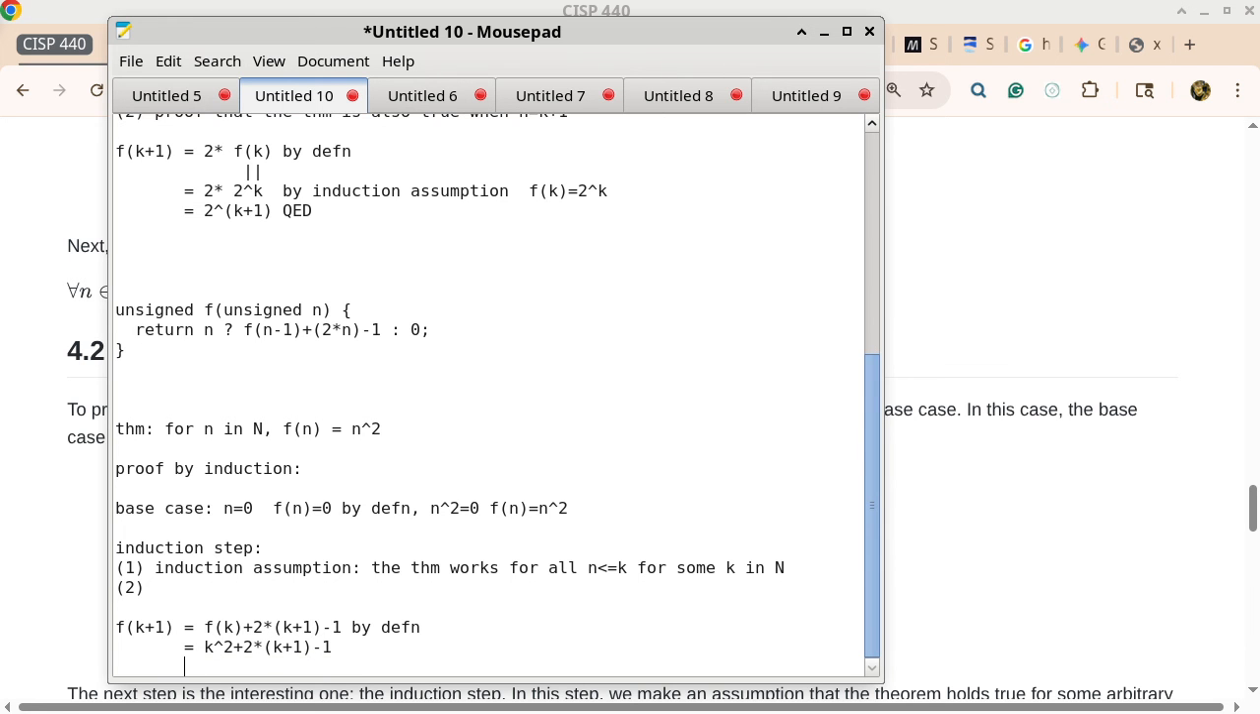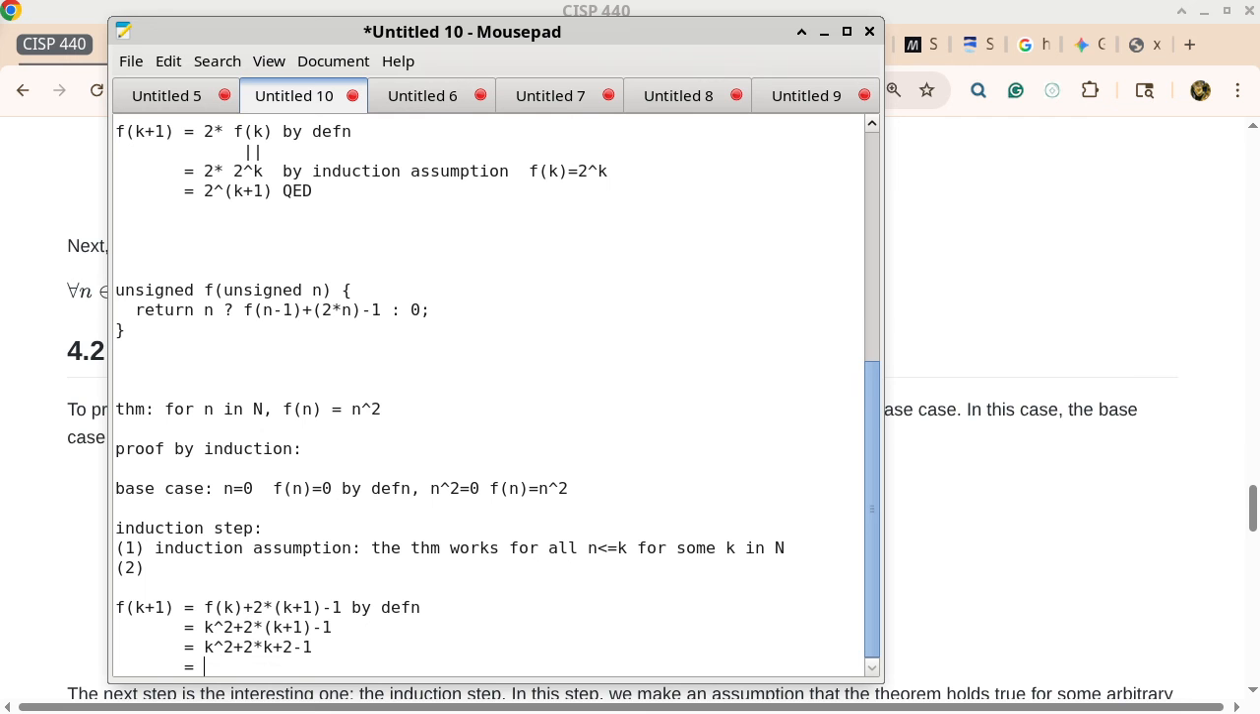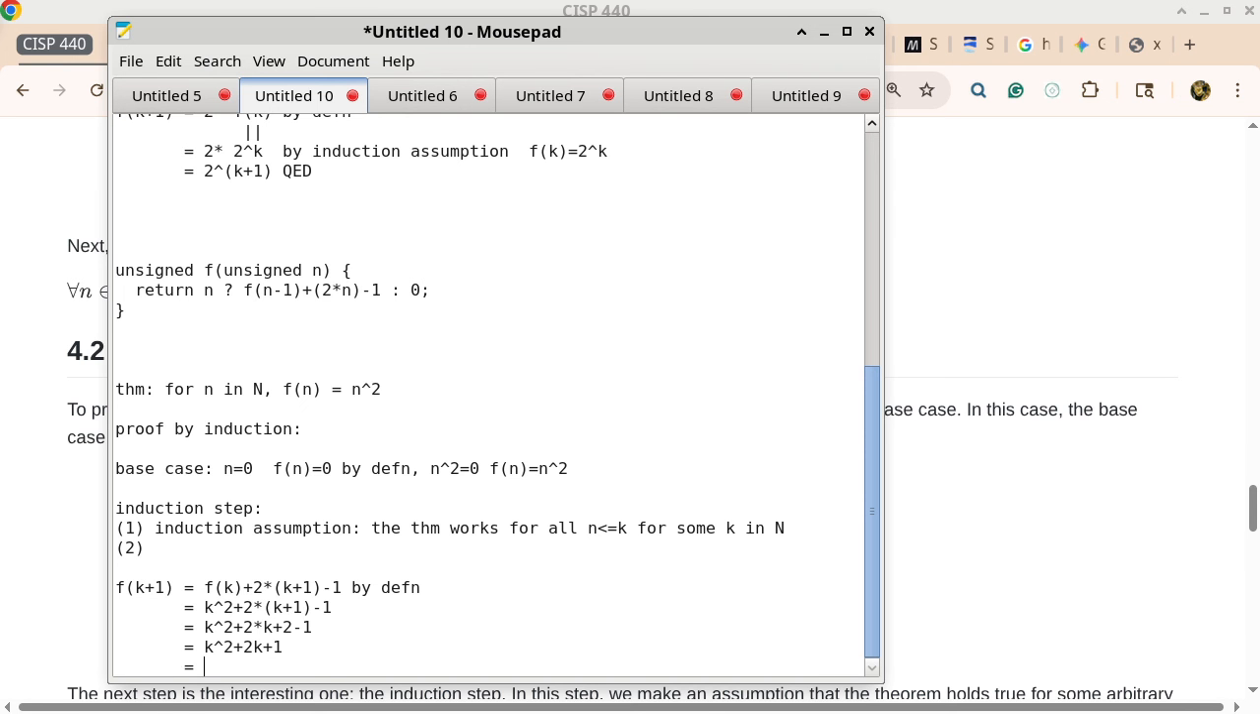So now we do some math over here. We have k squared, okay, that nothing can touch that. And then we have 2 times k, and then we have 2, and then minus 1. The 2 minus 1 is just 1, so now we have k squared plus 2k plus 1, which we know from where? This is now k plus 1, the whole thing squared. So that's the end of the proof.